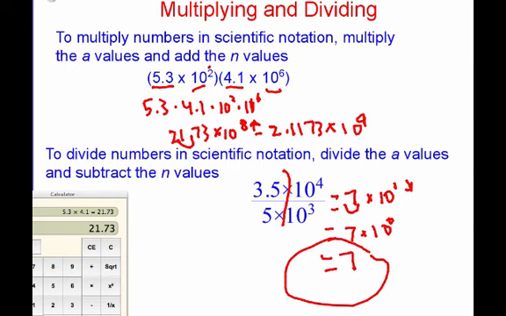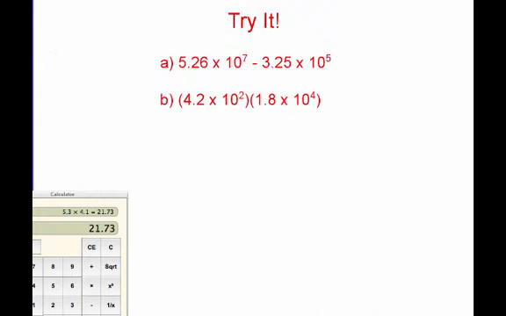All right, so now that we've gone over the rules, I'd like you to go ahead and try it. Try these two problems: 5.26 times 10 to the 7th minus 3.25 times 10 to the 5th, and 4.2 times 10 squared times 1.8 times 10 to the 4th. Remember, for this problem, you're going to have to change one of these numbers so that the exponents are the same. And for this problem, multiply your a values, add your exponents.